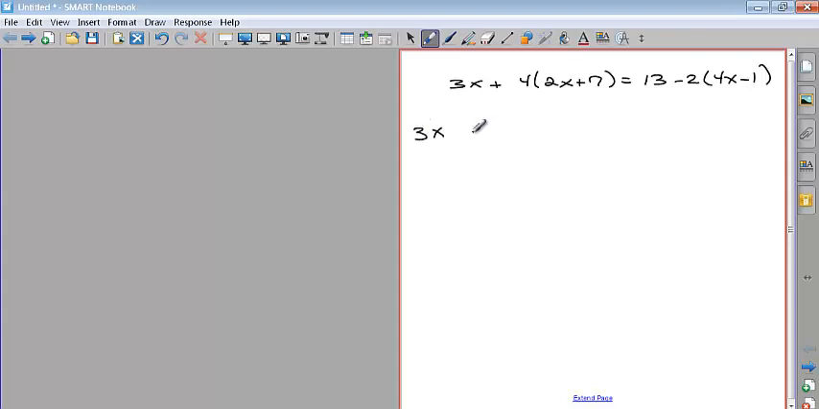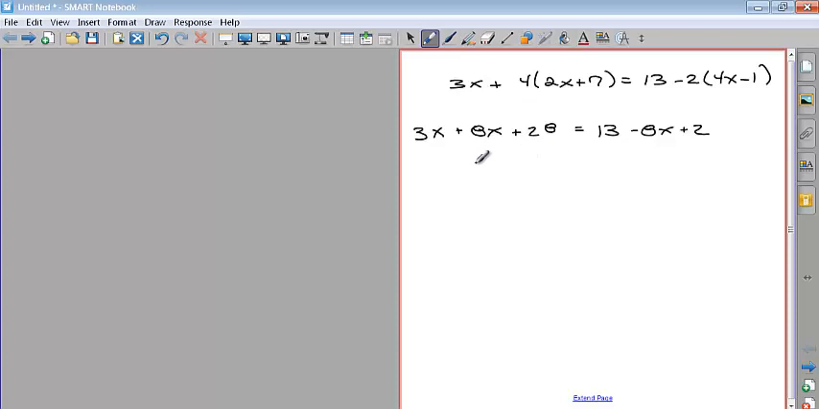So 4 times 2 is 8, so that'll be 8x. 4 times 7 is 28. On the other side we have 13, which is all by itself. We have negative 2 times 4, which is negative 8. Negative 2 times negative 1, which is positive 2. Okay, so that's the first step.